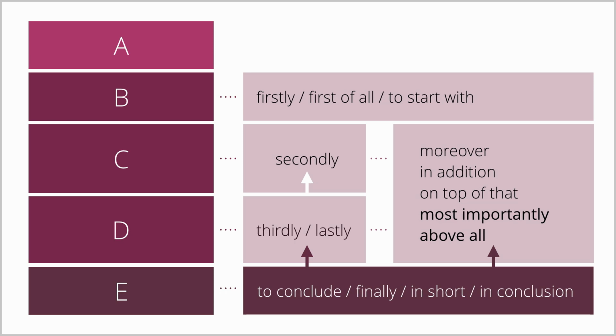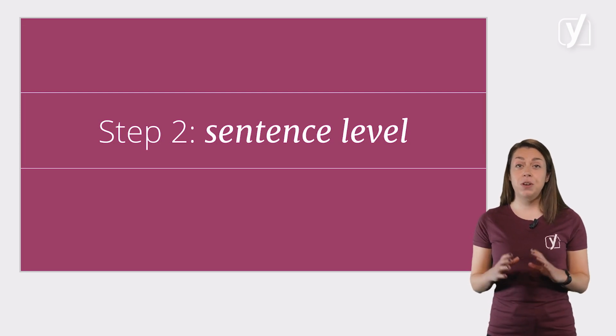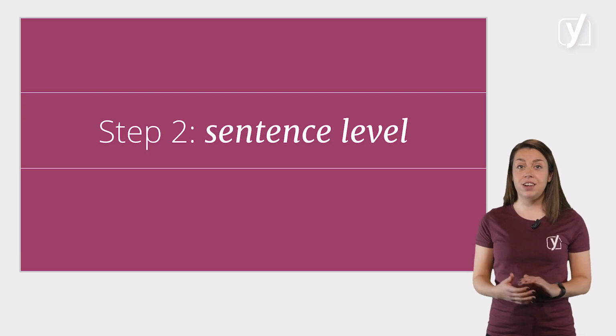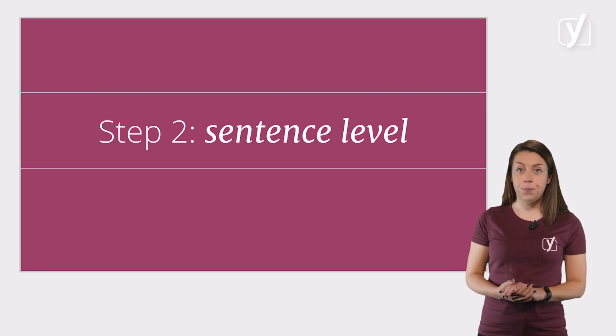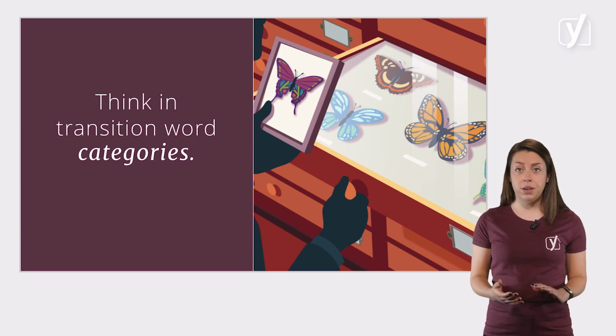Of course, not every page is going to follow this logical structure, but most texts follow a similar procedure and you can use some of these tricks in lots of cases. Okay, let's move on to the second and last tip. Once you've added transition words that strengthen your text structure, you're ready to tackle transition words on a sentence level. For this step, it's crucial that you think in transition word categories.